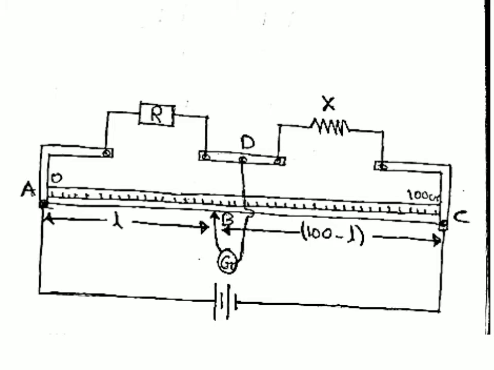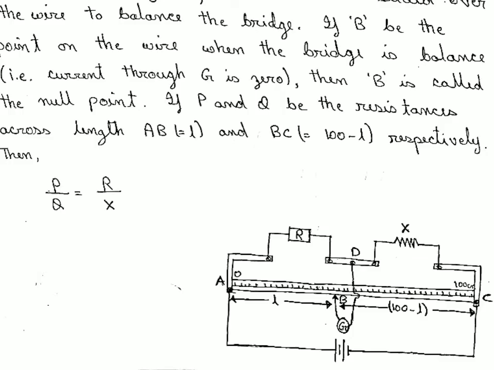A central copper strip is fitted to provide two gaps across which a resistance box R and an unknown resistance X are fitted. One end of the galvanometer G is connected to the junction D, and the other end is connected to a jockey, which can be slid over the wire to balance the bridge. If B is the point on the wire when the bridge is balanced, that is the current through G is 0, then B is called the null point. If P and Q are the resistances of the wire of length AB, which is equal to L, and BC, which is equal to 100 minus L, respectively, then P by Q is equal to R by X, which is the Wheatstone bridge principle.